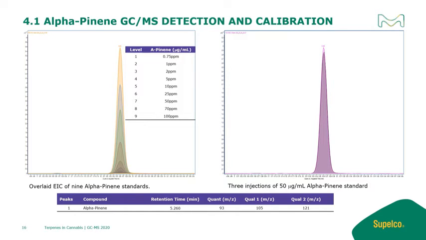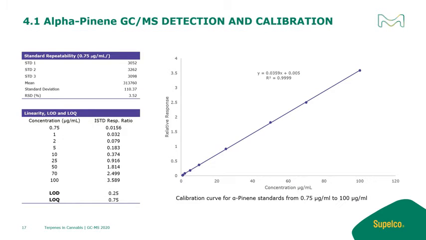So I would recommend using both the SIM and scan approach that most instrument vendors provide as an option. Here we can see that for alpha pinene, the RSDs were 3.52%, linearity R squared 0.999 in the range of 0.75 to 100 ppm, the LOD at 0.25 ppm, and the LOQ at 0.75.